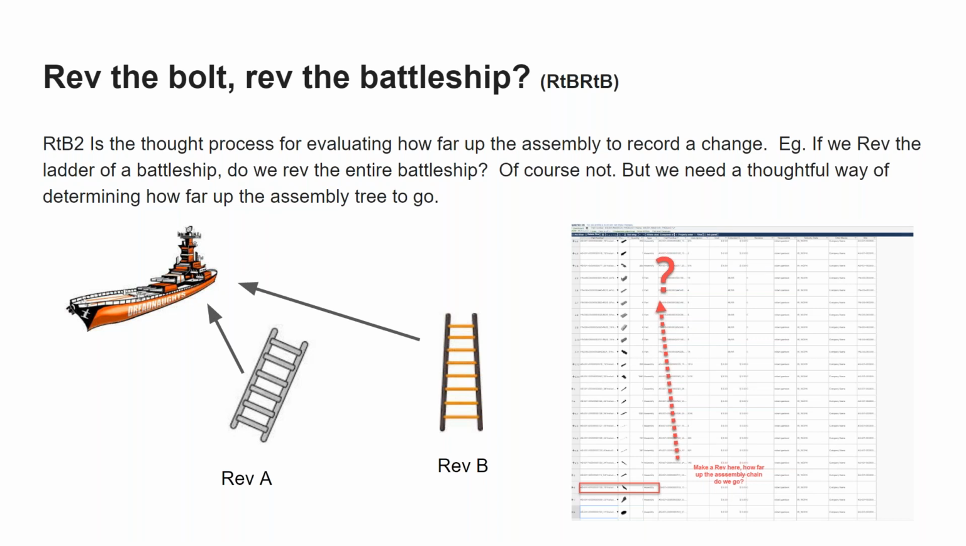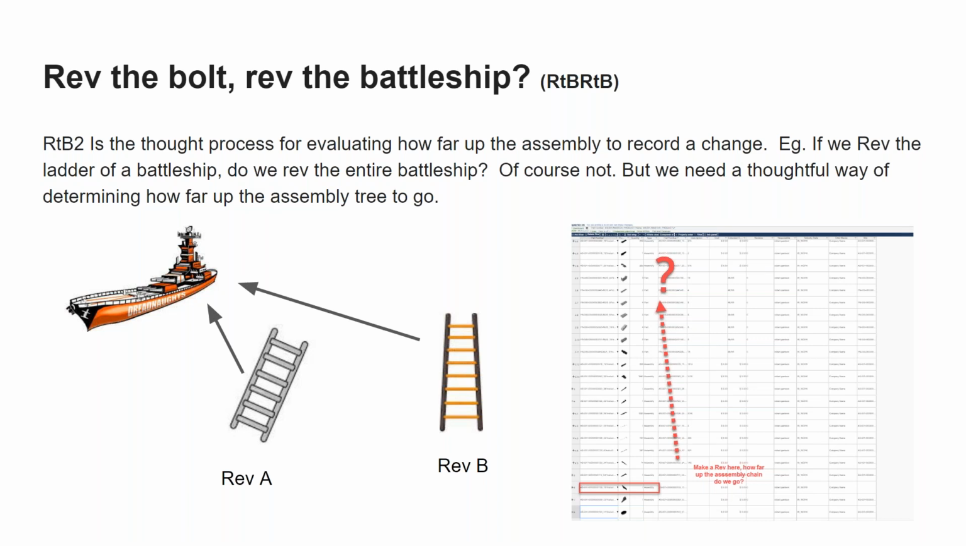And this is also another process or a framework similar to form, fit, and function. But we ask ourselves, hey, if I'm changing some minor part, or I'm changing a bolt on my battleship from Rev A to Rev B, in my example here, I've got a ladder. How far up the line do I roll those changes? Of course, I don't roll the revision on the battleship, right? That would be ridiculous. So the question is, how far do I need to go up the assembly structure to incorporate that revision so that it works for my manufacturing team? So we're going to take a look at that as well.